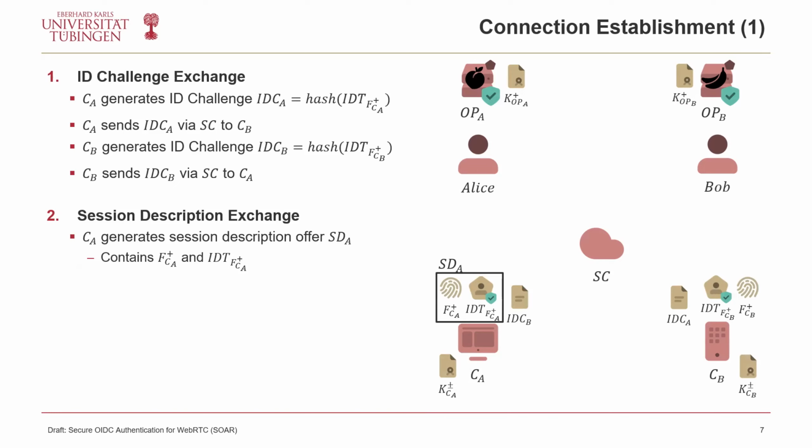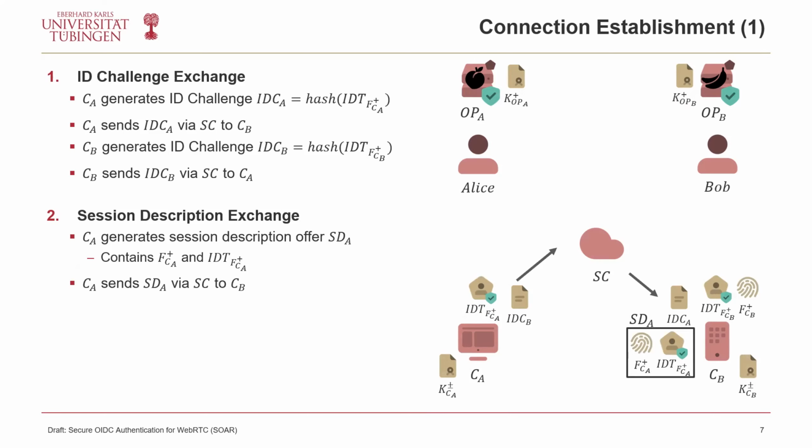The client generates a session description offer, which contains the fingerprint. But in addition, we also put the ID token, which is bound to this certificate, into the session description offer. Then Alice sends the session description offer to client B. Client B can then find out, okay, it's Alice who is calling, because that is inside the ID token.